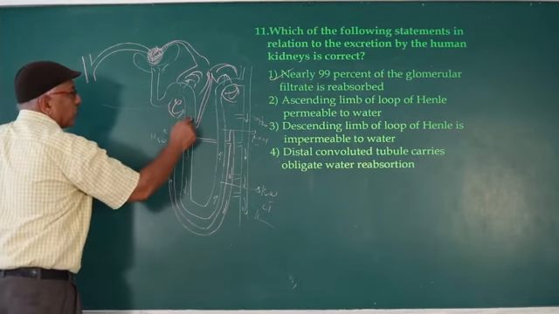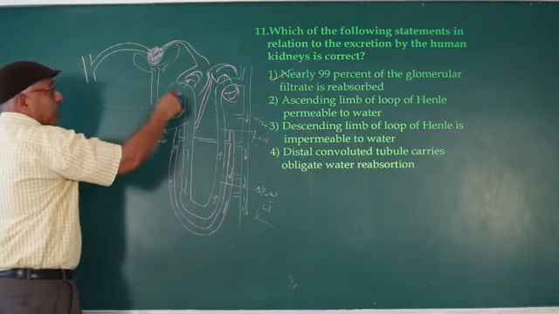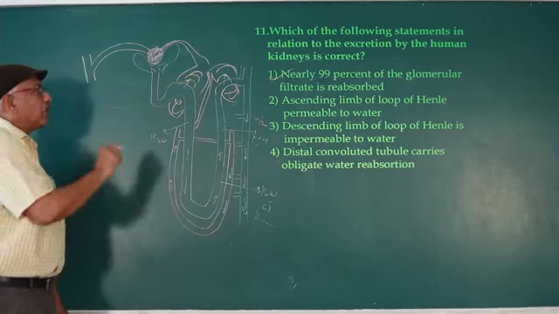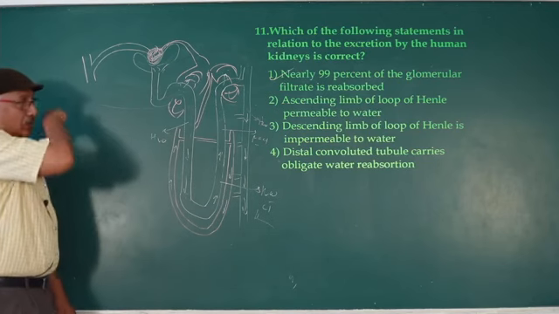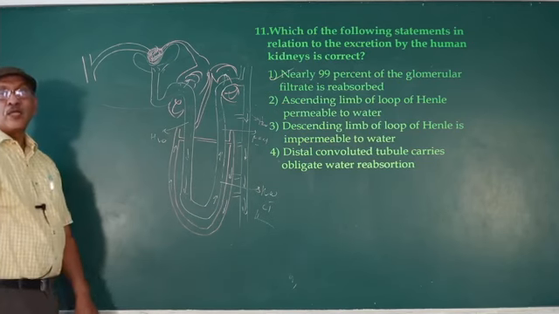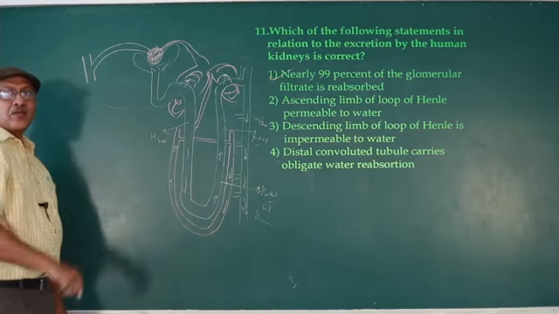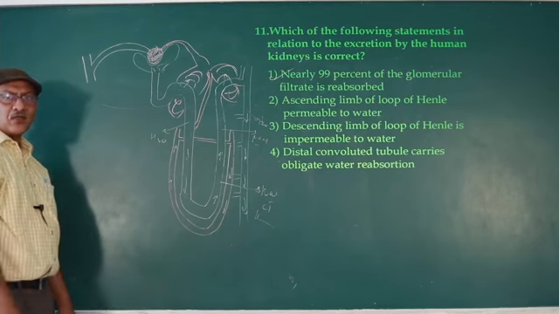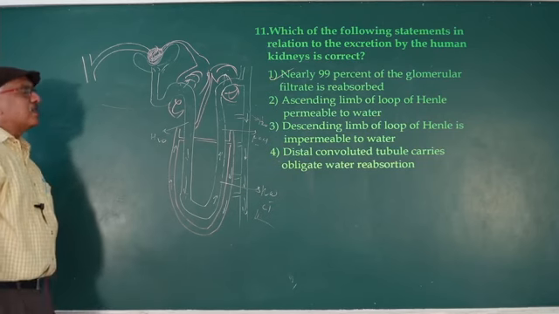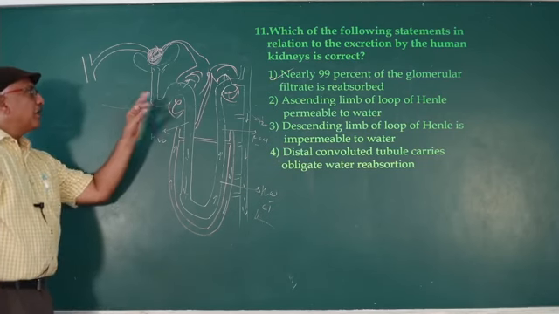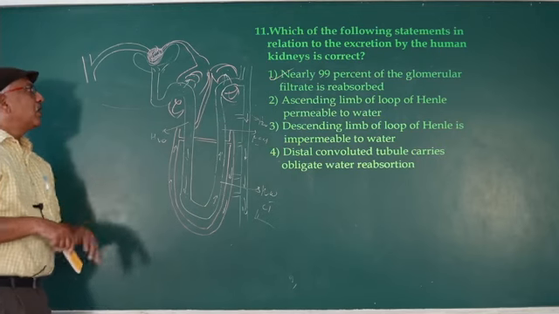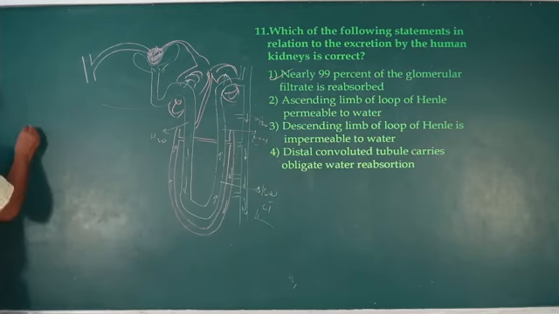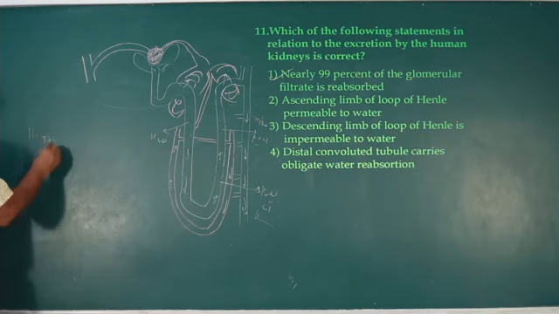While primary urine is passing through PCT, 70 to 80% of water is reabsorbed into the peritubular network by osmosis. 70 to 80% of sodium is reabsorbed by active transport, and 70 to 80% of chloride ions by passive transport. All essential substances present in the primary urine are reabsorbed in PCT. Important substances are known as high threshold substances.